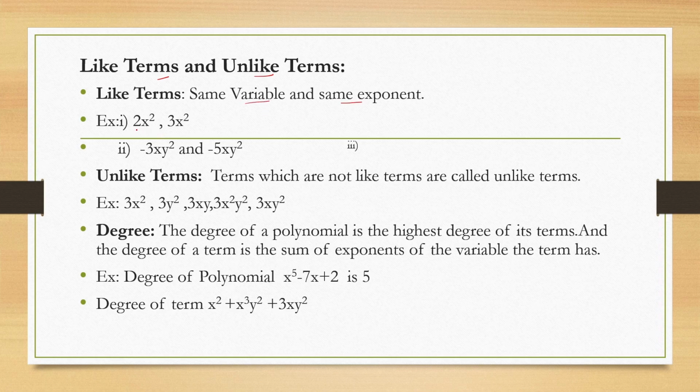You see the example here, these two terms, they have the same variable and the exponents are the same. So these are the like terms. So in this example it is the same, the variables are same and the exponents are same. So what are the unlike terms? The terms which are not like terms are called unlike terms. So in this example you see their variables are different and even their exponents are different. So these are called the unlike terms.